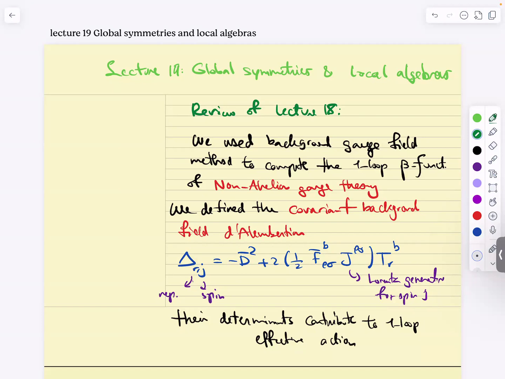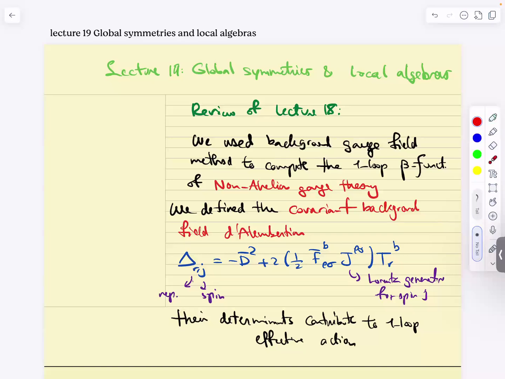For this lecture and the next lecture, we're going to be talking about that. For this lecture, the focus is on global symmetries and what they mean for local algebras. So we're not going to be using Lagrangians anymore. We're going to use local algebras for this lecture and the next.